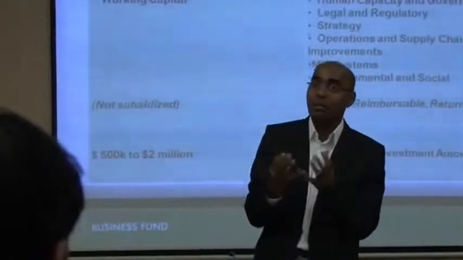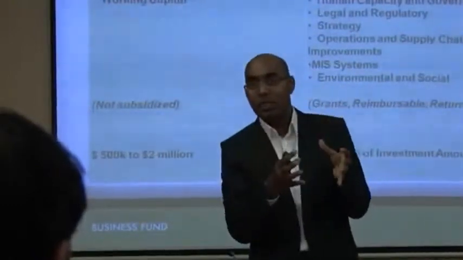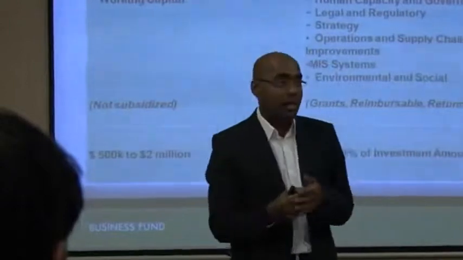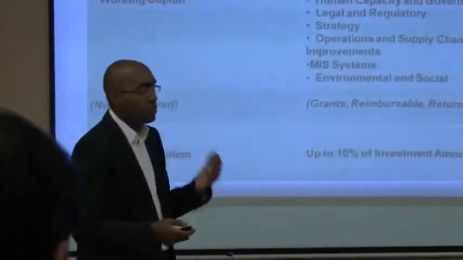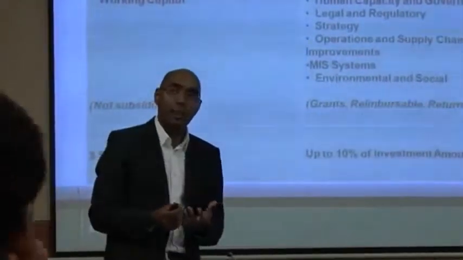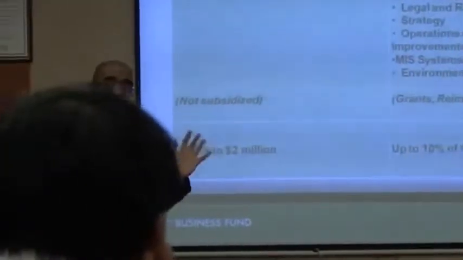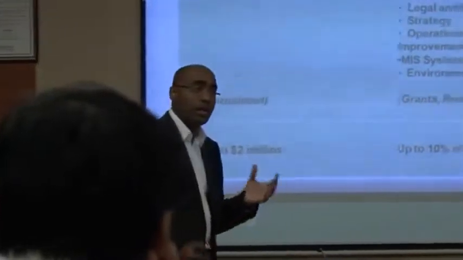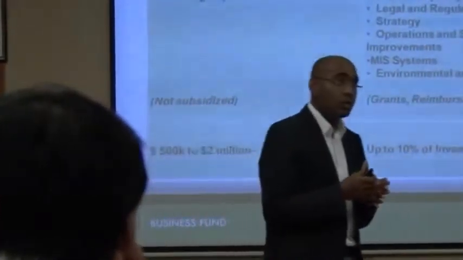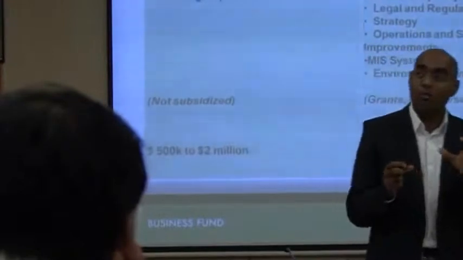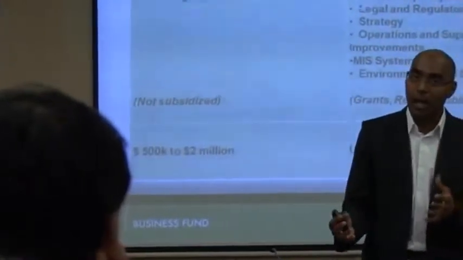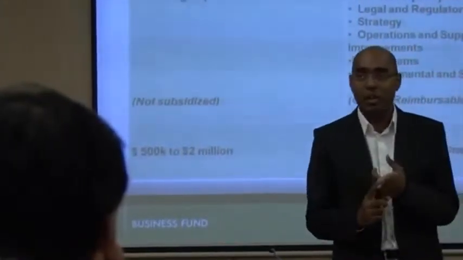So the idea is to help businesses like that using the investment capital and the grant funding. As I said, the investment capital is usually used for working capital or for capital expenditure. And our investment size is about $500,000 to $2 million. The grant capital that we use, we put in about 10% of the investment amount as grant capital. And that is normally used for building financial management.